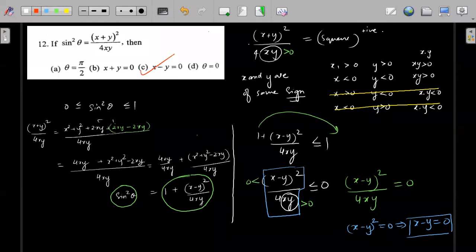Very simple question. Remember the method in which I am solving. Okay.